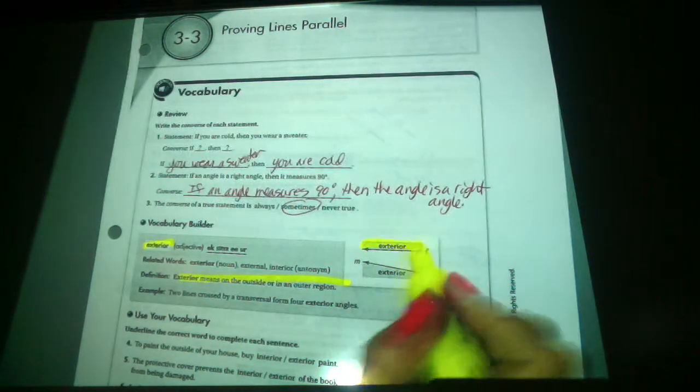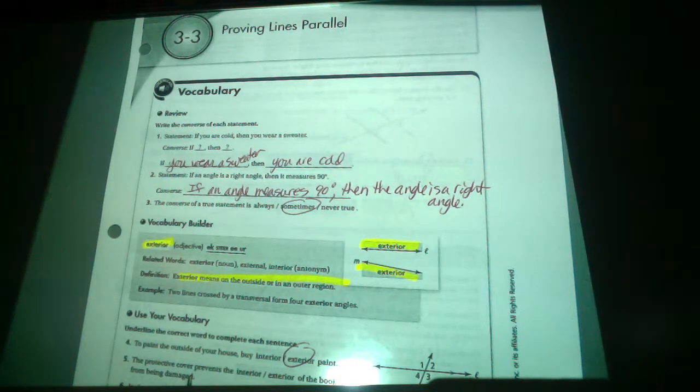All right, so let's look at our vocabulary word of the day. Exterior. By this time you should know what exterior is. The outside. Yesterday we looked at interior, so today we're looking at exterior. So it's the outside of the parallel lines. To paint the outside of your house, you buy exterior paint. You could buy interior paint to paint the outside of your house, but how well is that going to work? Not well. It's not going to last very long.